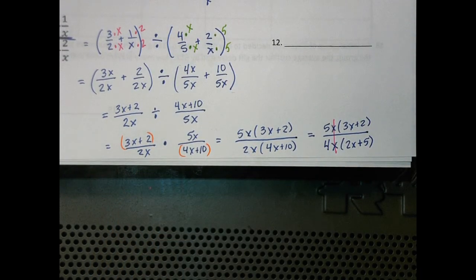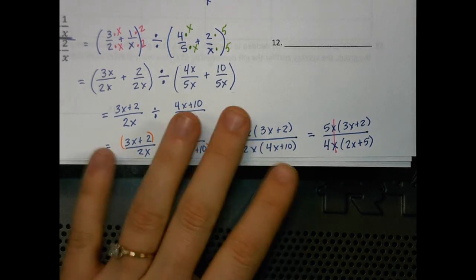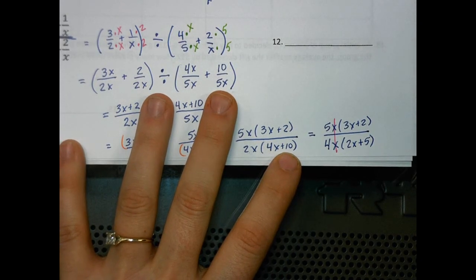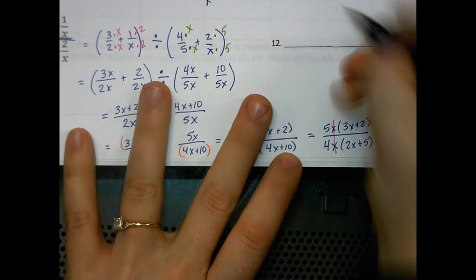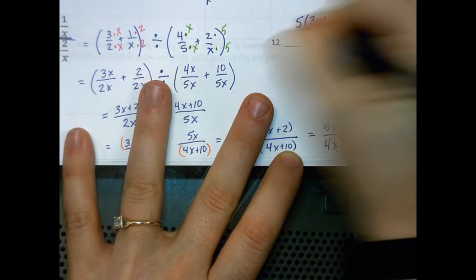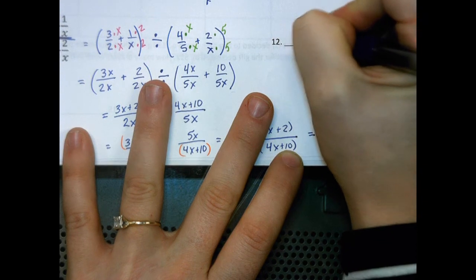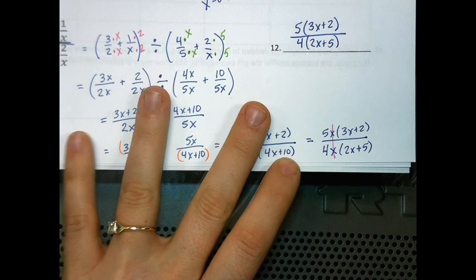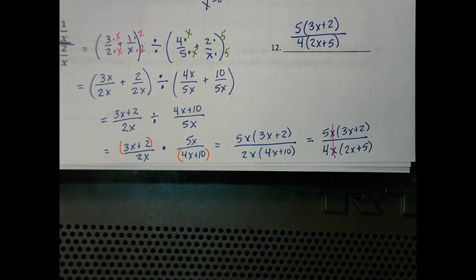What about 5 over 4? Does that reduce? No. 5 over 4, 5 is prime, not divisible by 2 or 4. 3x plus 2 and 2x plus 5, do those reduce? Nope, they're not the same factor. They don't match. So my final answer is 5 times (3x plus 2) over 4 times (2x plus 5). Questions on that one? All right, go ahead and flip to the next page.